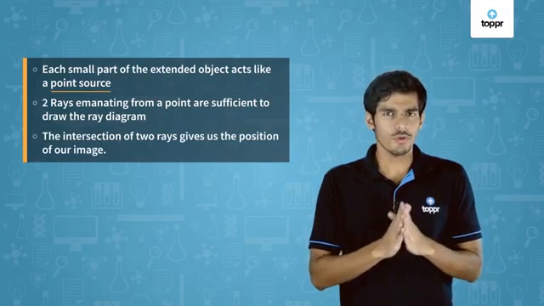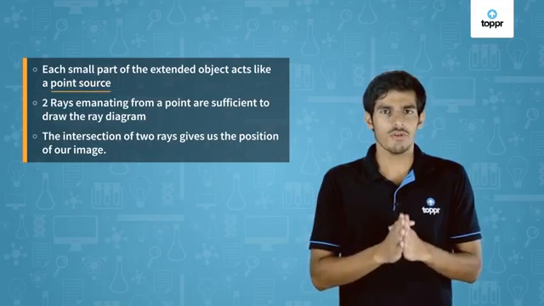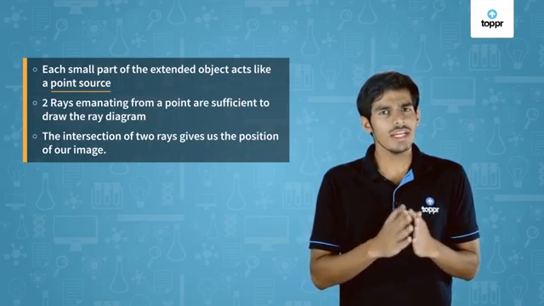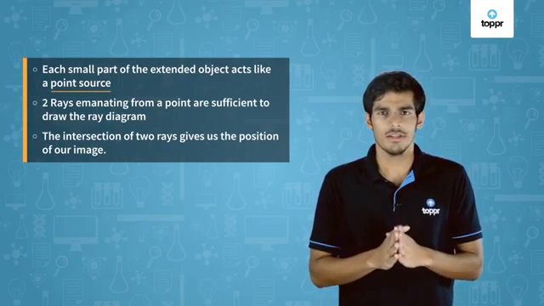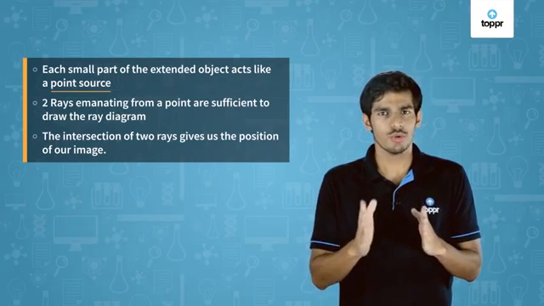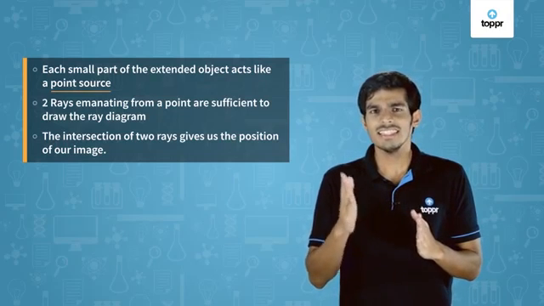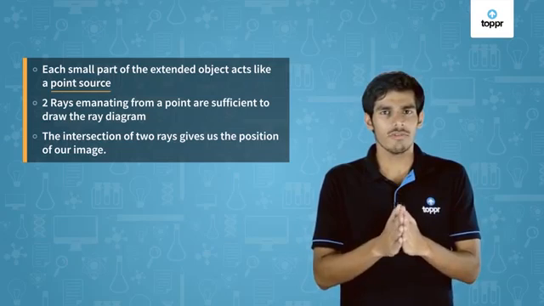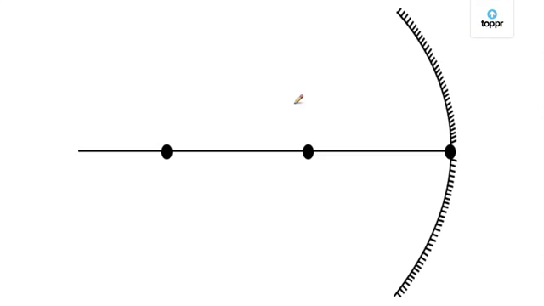The intersection of 2 rays gives us the position of our image, and we can choose any 2 rays to locate our image. But the 2 rays are chosen in such a way that it is easy to find the direction after reflection from the mirror. Before we start to construct ray diagrams, let us first get our basics strong.